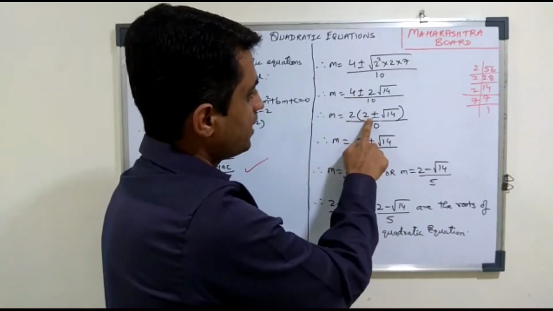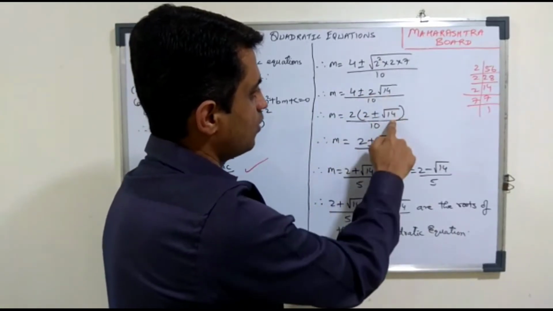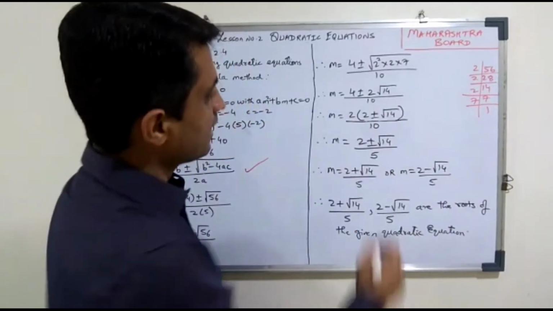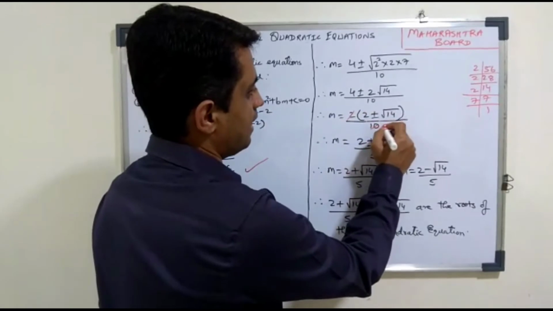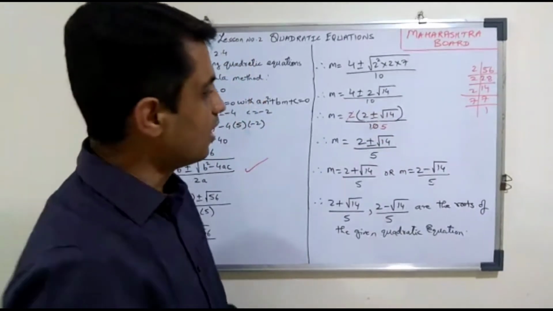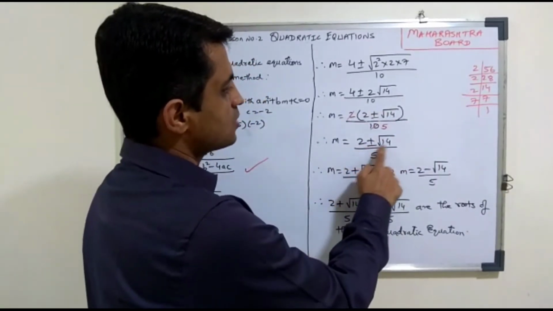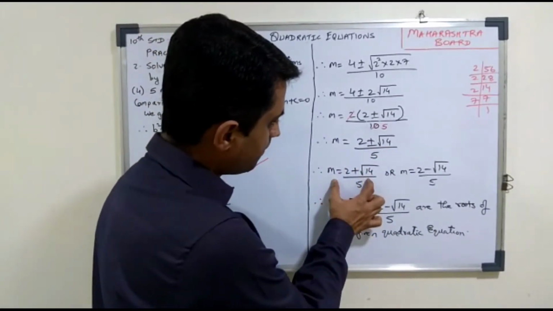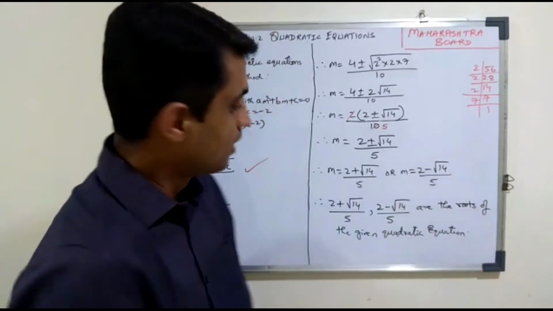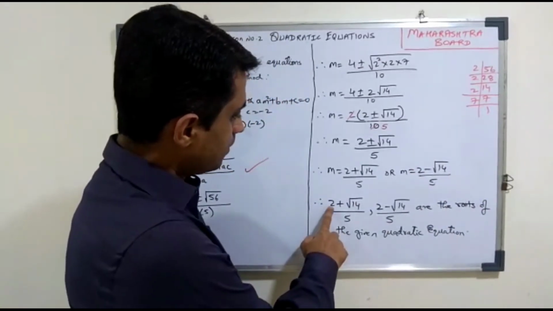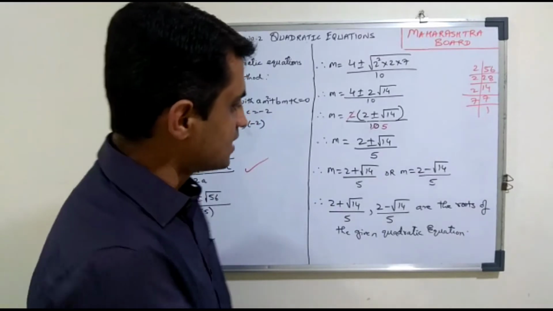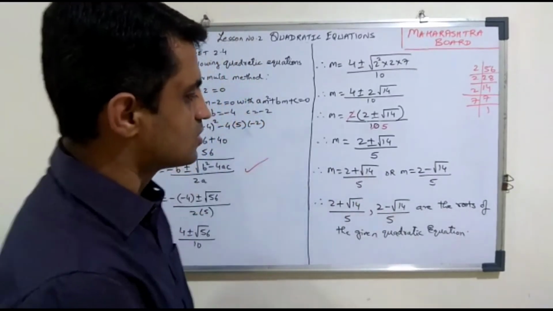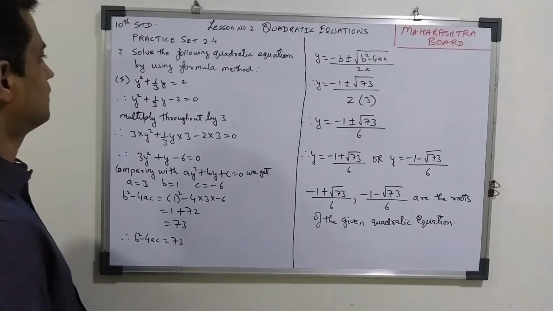4 divided by 2 will be 2 plus or minus. 2 has gone down, so it will be root 14. And this 10 as it is. Now you can cancel. 2 1s are 2, 2 5s are 10. So what you got? 2 plus or minus root 14 upon 5. Bifurcate the two answers, one positive, other negative. So we get 2 plus root 14 upon 5, comma, 2 minus root 14 upon 5, the roots of the given quadratic equation.